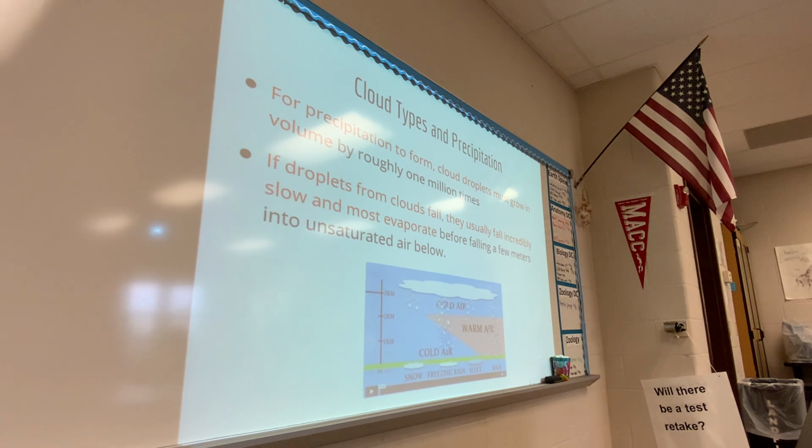Usually they call it precipitation because precipitation is any type of moisture that falls from the sky. Snow, sleet, hail, rain, whatever. That's moisture falling from the sky.